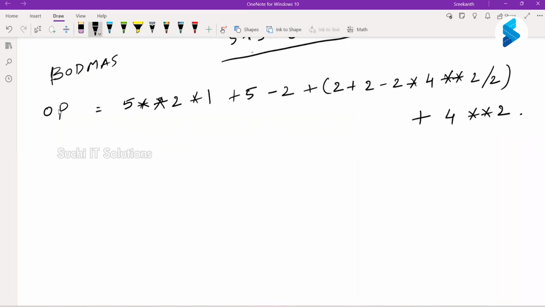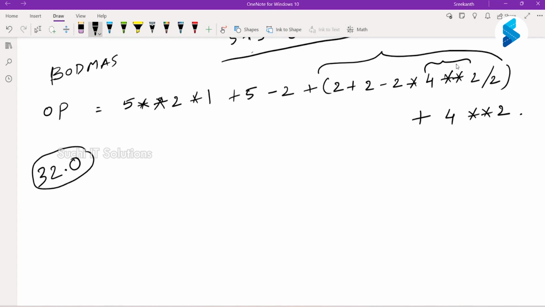32, sir. It would be 32.0. Right. So tell me, as per that, this is the first thing that we should execute. And again, within this, there has to be a priority, right? So here the first priority goes for this 16/2. This result will be 8. That is 2 into 8 would be 16. Right. 2 plus 2 minus 16. 4 minus 16 would be.